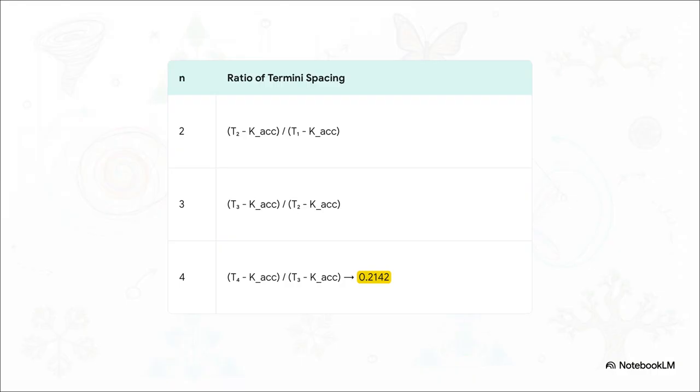So what did they do? They measured the distance between the endpoints of those nested curves in the fractal. They calculated the ratio of how quickly they were shrinking, and they found that as you go deeper and deeper, that ratio gets closer and closer to a very specific number, 0.2142.